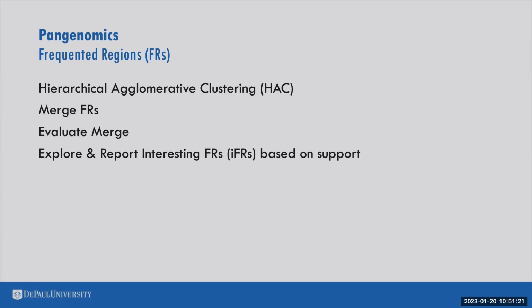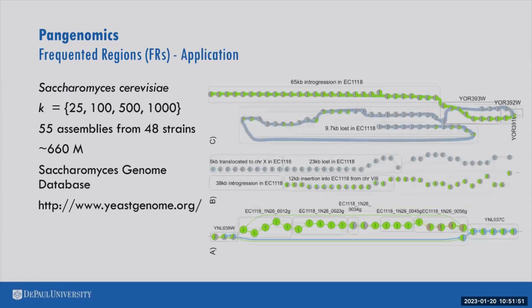And each one also has a support, which represents how many nodes, how many edges. Based on that support, we can set a threshold saying that if the support is greater than a specific threshold, then report them as interesting FRs. If you look at the FRs themselves, you will get a whole lot of frequented regions. If you want to filter them, just based on the support, we can narrow them down to some interesting FRs. Right, so we applied this on a small data set.